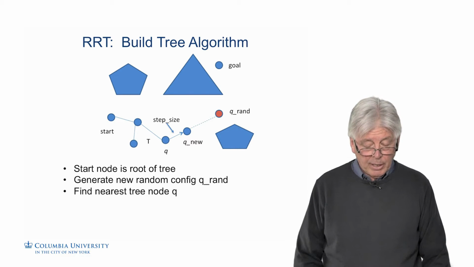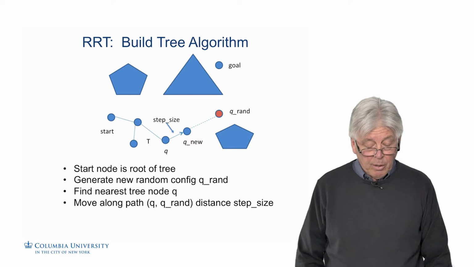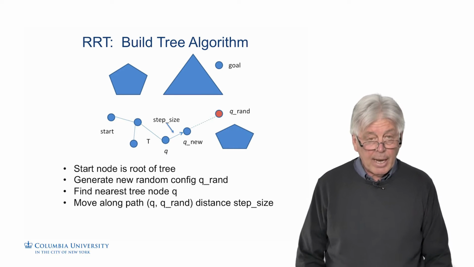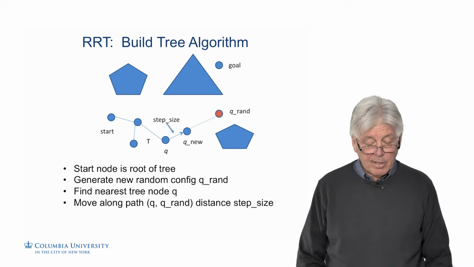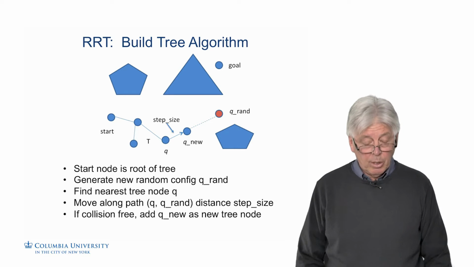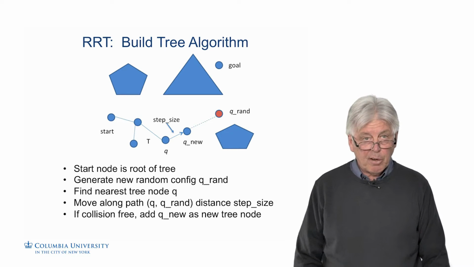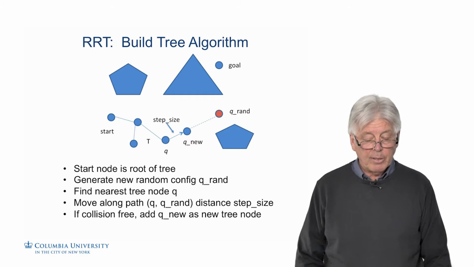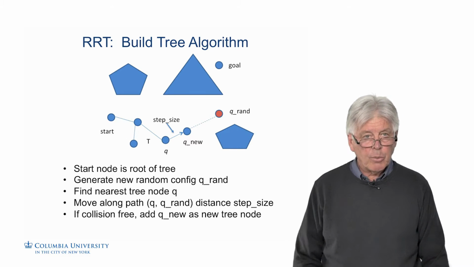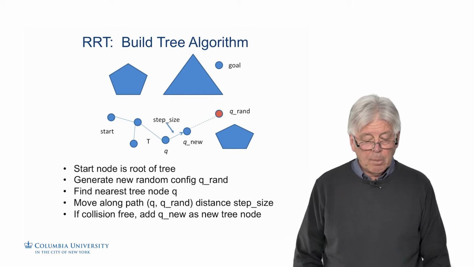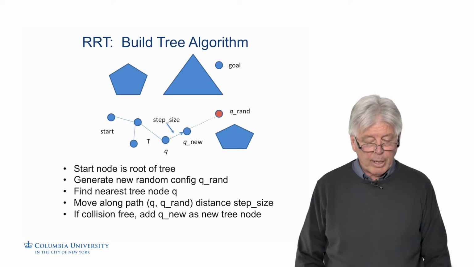And once we find that Q is the nearest tree node, then we move along the path to QRand, that straight line, a distance step size, which will create a new node QNew. Okay? So hopefully we'd like to go all the way to QRand, but basically that's too far for the local planner, so we go a small amount of distance and check. So we find configurations which are somewhat close to each other, but the direction is forced on our hand by QRand, so it could be an arbitrary direction. And then we repeat this.